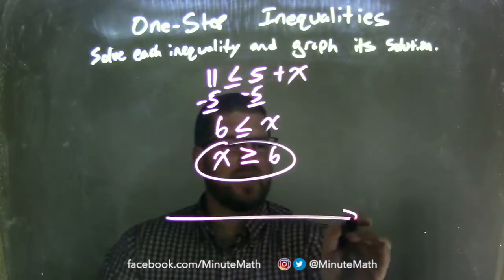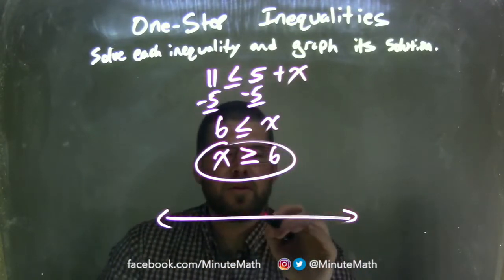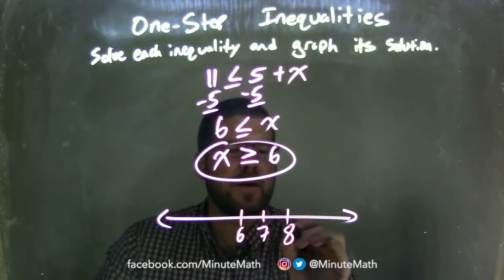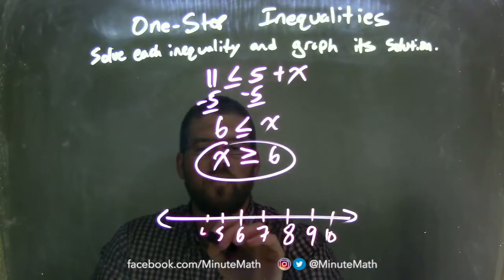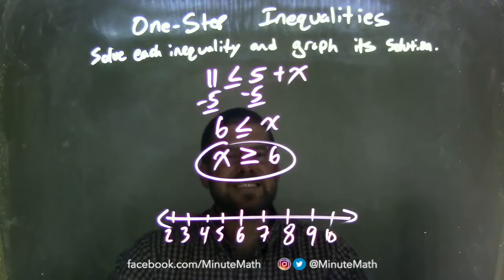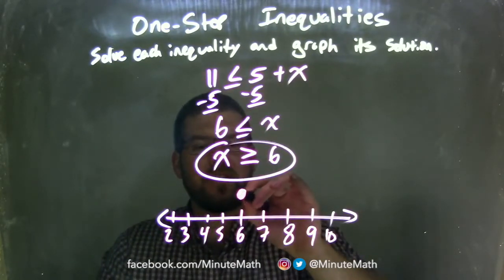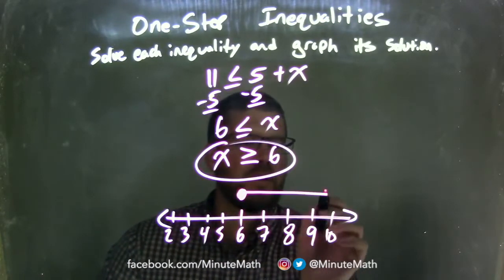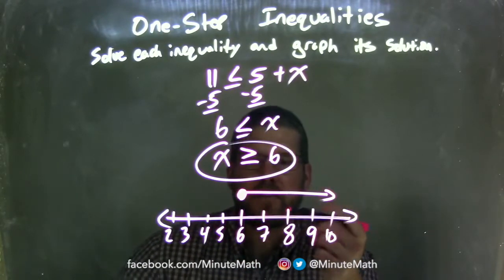So by graphing it right here, okay, I need to show that x is greater than or equal to 6. So let's put 6 here. We have 7, 8, 9, and 10. And 5, 4, 3, and 2. Okay? So if x is greater than or equal to 6, I need a closed circle at 6 because it's going to equal 6. Then my arrow is going to go to the right, showing that x can be any of these values that are greater than 6, like 8, right?